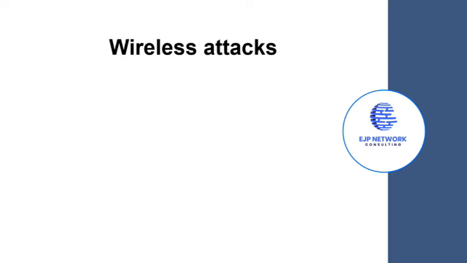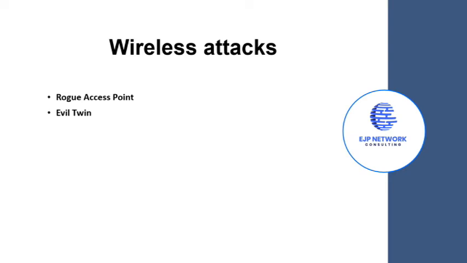Now, let's talk about wireless attacks. Wireless attacks are malicious attacks against wireless systems or networks to get access to unauthorized systems or networks. In wireless attacks, you can find different methods. For example, rogue access point. A rogue access point can be any wireless device connected to your network without your authorization. So the hackers can use this rogue access point to access or attack your network without your knowledge.